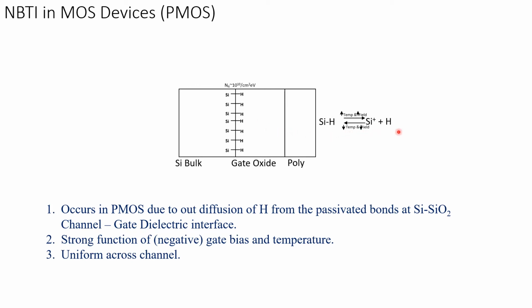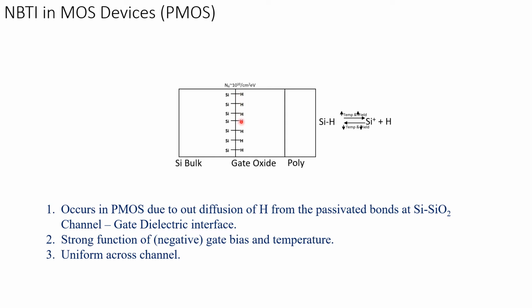So I would like you to see this chemical equation. You have silicon covalently bonded with hydrogen right now, okay? Now, if you increase the temperature of this system, or you increase the electric field which you are going to apply from gate to channel, no matter whether it's positive or negative, it doesn't matter. Why? Because this is a field enhanced process, and what the field does is that if your electric field is high, this bond can break down.